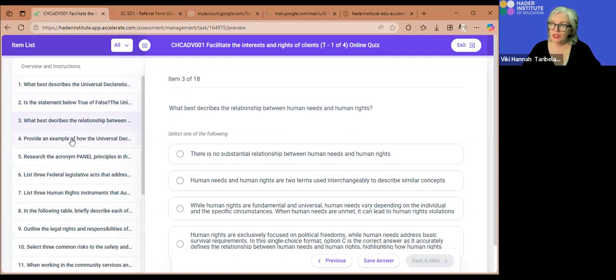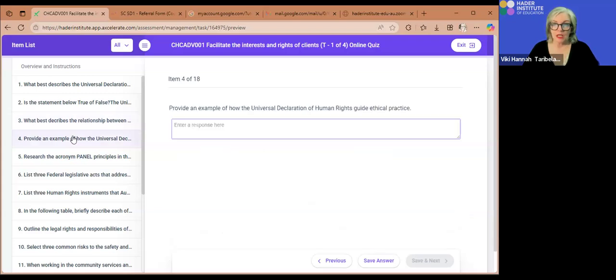You've got e-learnings, you can have a practice run if you like, but your assessments are where it counts. The e-learnings are just to get familiar, but the assessments are the ones that count. Quite a lot of multiple choice here, and then provide an example of how the Universal Declaration of Human Rights guides ethical practice. The answers are in your learner's guide.